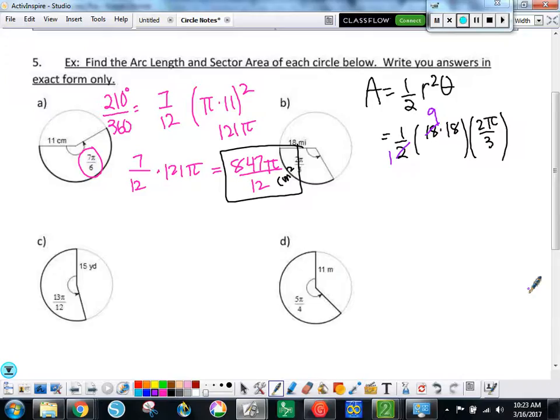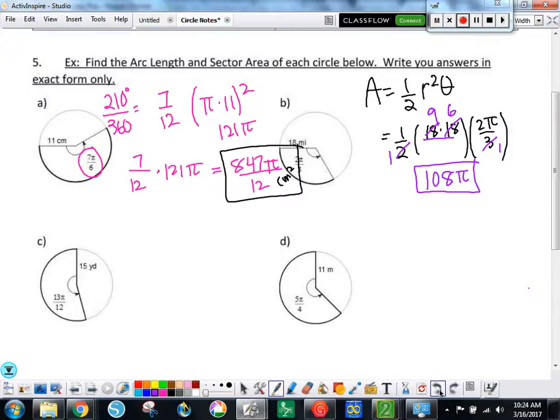Okay, so do you get to take 3 out of both of them? No, just one of them. So pick one. Look at the 6. Is everything canceled that can cancel? So 1 times 9 times 6 times 2. 108? Yeah. Okay, 108 pi, we're done. We don't need the pi in the formula anymore because the pi is in the radians, right?